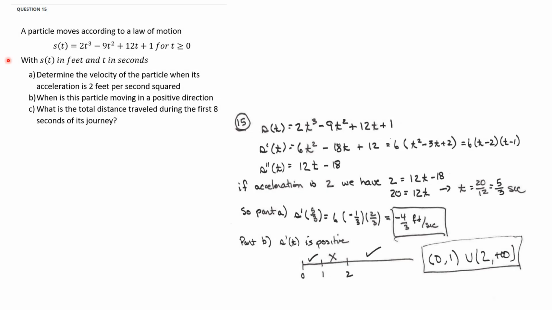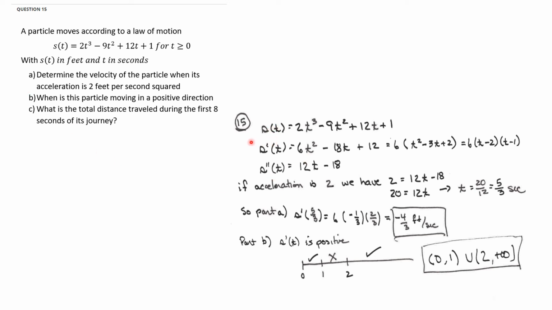Finally, we have a word problem dealing with rectilinear motion. A particle moves according to the law of motion s of t equals 2t cubed minus 9t squared plus 12t plus 1, for t greater than or equal to 0, and the units are feet and seconds. We are to determine the velocity of the particle when its acceleration is 2 feet per second squared.